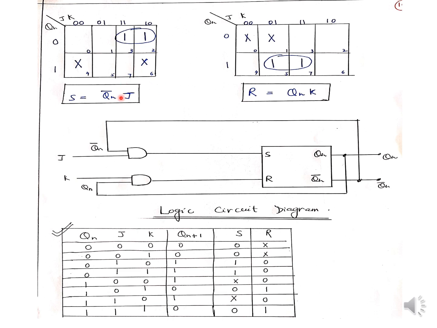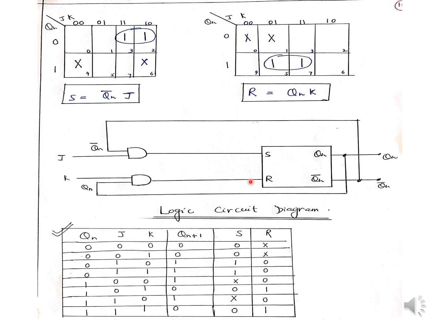Okay, so we have done the K map, step number 3. We have done the simplified expression, step number 4. And now the last step, we have to do the logic diagram. See, we have to make the JK flip-flop using the SR flip-flop. Okay, so this is the SR flip-flop. It is given to you.